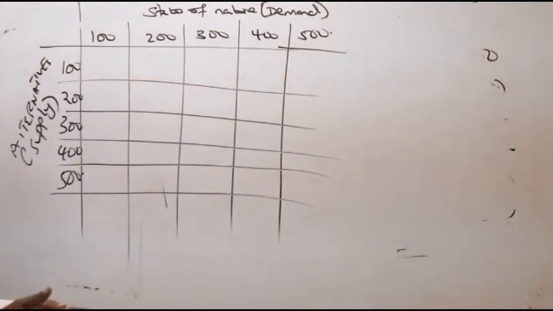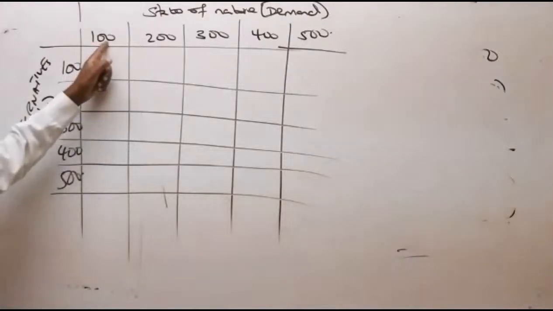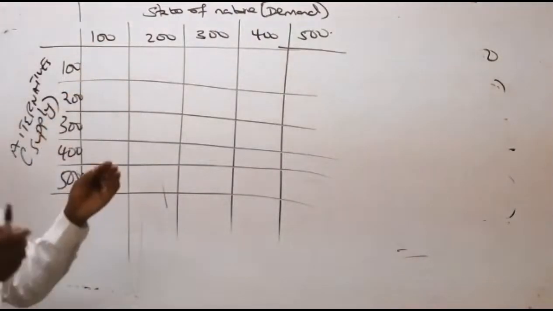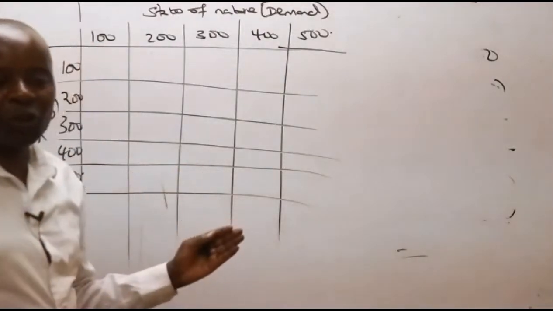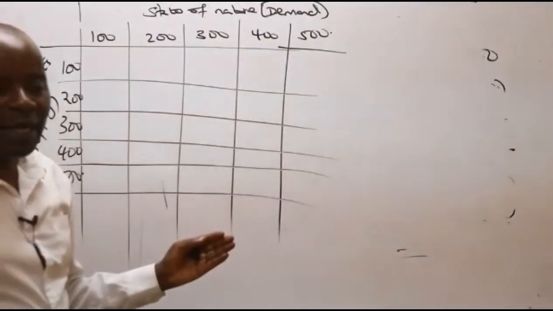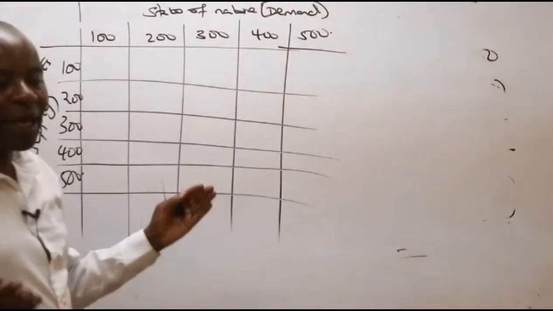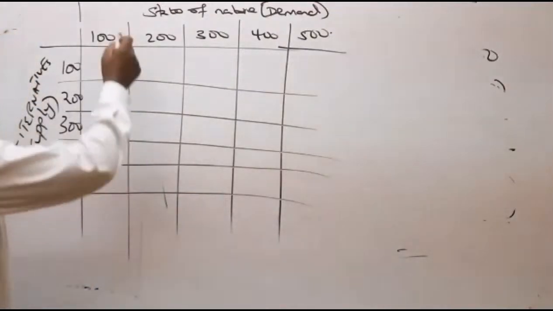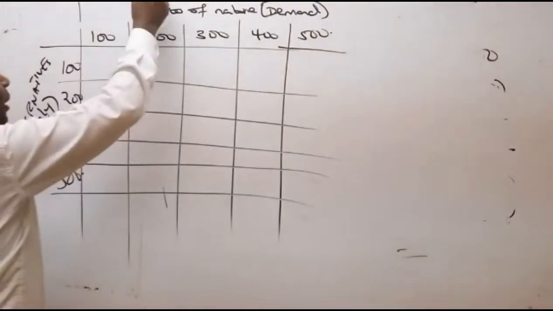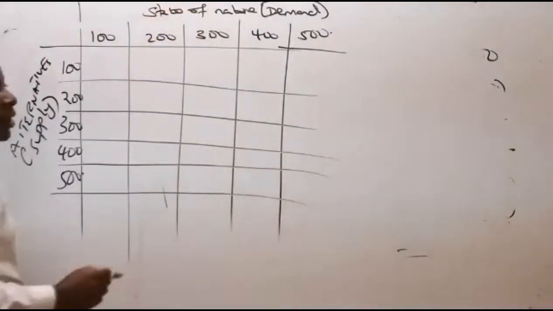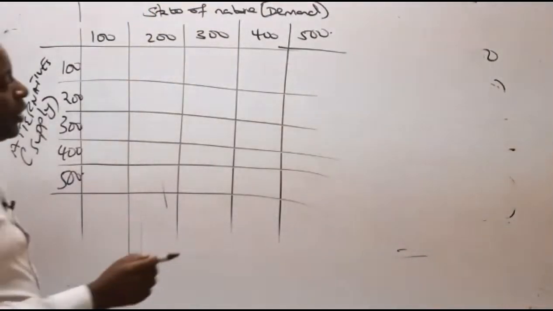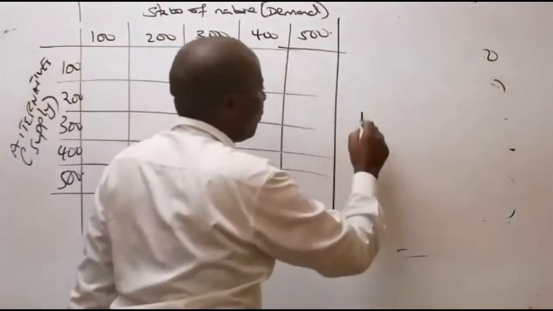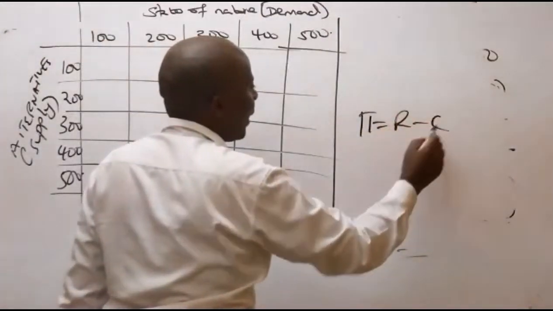That's what we have taken to the market. And then how many of them have been demanded? The demand is 100. That is what we call perfect match. So for perfect match, we shall end up selling 100 crates. If we sell 100 crates, ladies and gentlemen, remember that our profit is revenue minus cost.